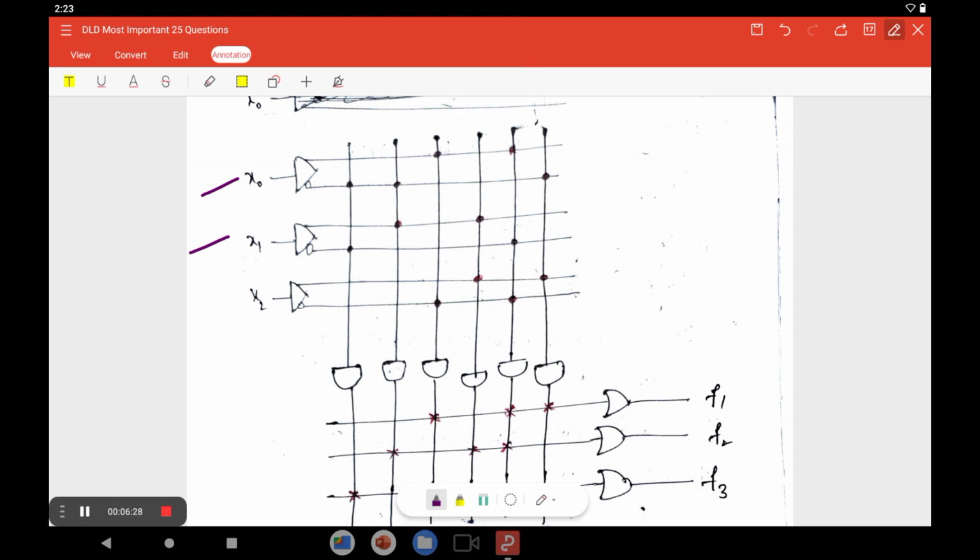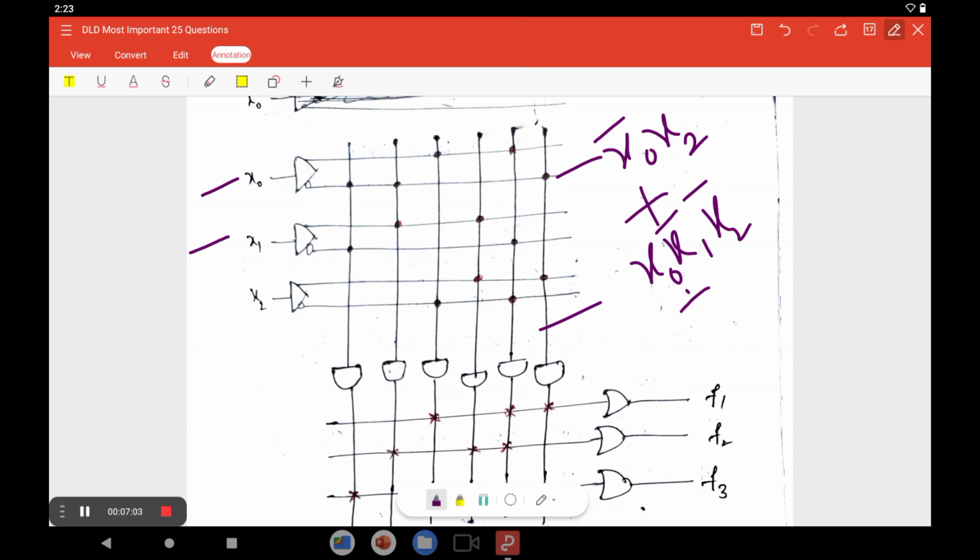Therefore, in this case, what is the value here? This value represents x naught complement, x naught bar. At the same time, this dot represents x2. These two are a product. This is one product term. So in this line, three connections are there. The first connection is x naught, the second connection x1 bar, the third connection x2 bar.